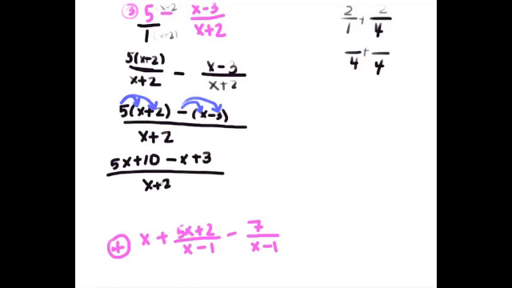All over x plus 2. Combine like terms on the top: 5x and negative x will give you 4x, 10 plus 3 is 13, and then on the bottom I have x plus 2. That's all I have. So there we go. Final answer: 4x plus 13. Okay.